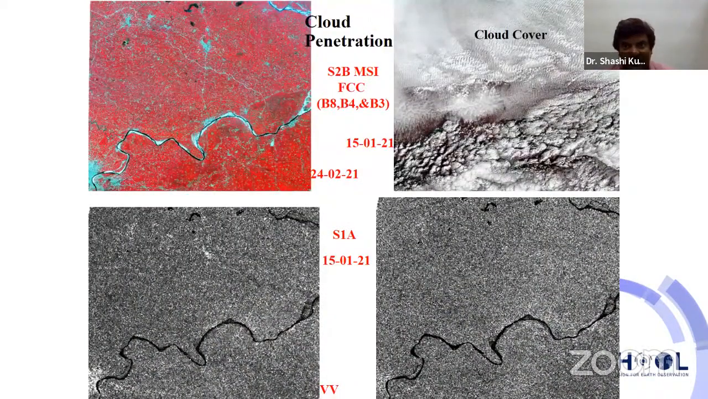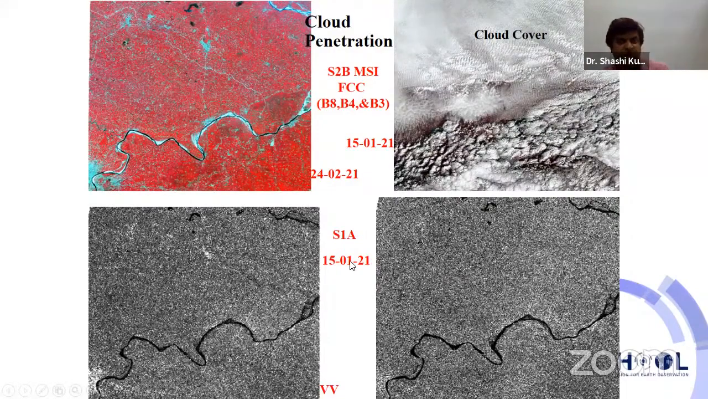Now another advantage which we are going to talk about is the penetration capability through cloud. Here you can see one area near the city Varanasi. This is again the false color composite image of Sentinel-2B data. Here the vegetation is appearing in red color. Due to the cloud cover on 15th January 2021, we are not able to get any information of this area. Here you can see that cloud cover is there and no ground information is available.